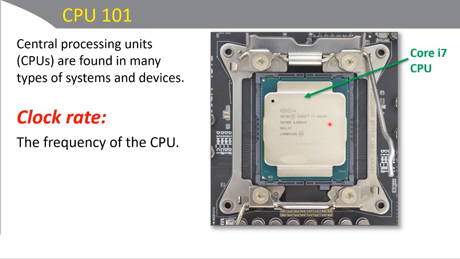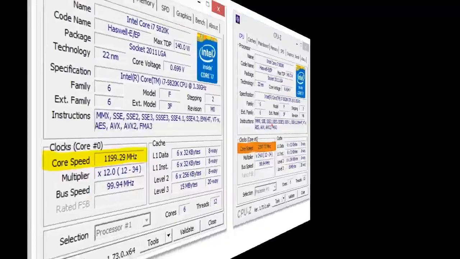Now, perhaps the most important term related to CPUs is the clock rate, which is the frequency of the CPU, and it's measured in hertz. This particular CPU runs at a maximum of 3.3 gigahertz, but it doesn't have to run at that maximum.